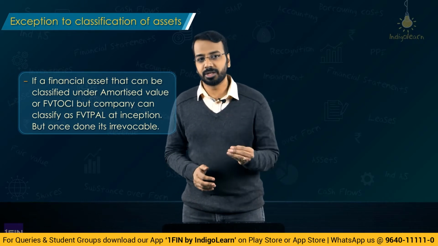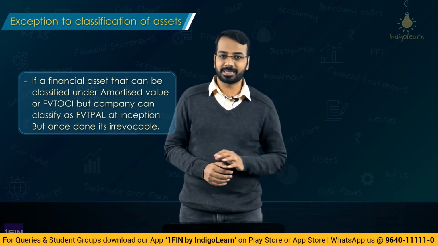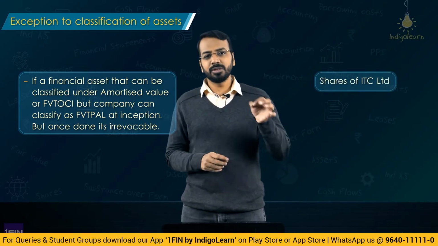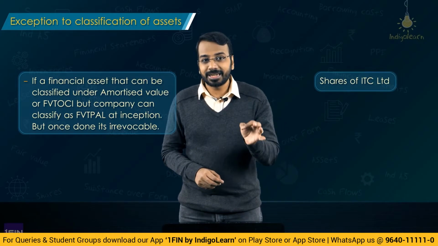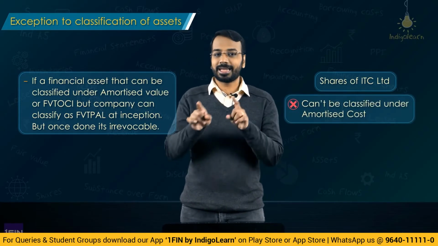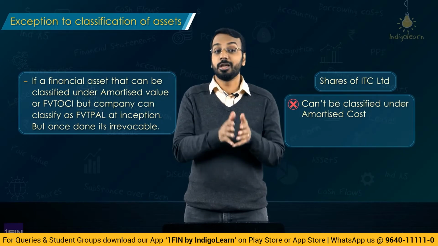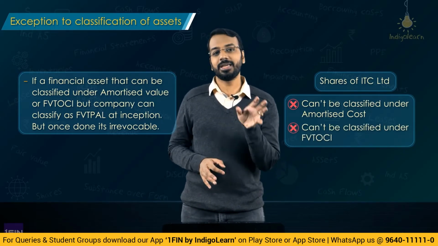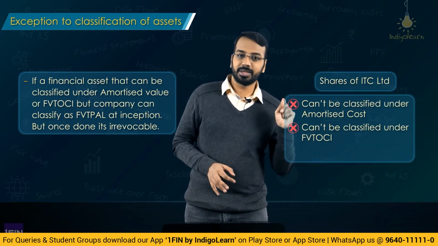The second exception is with respect to equity instruments. Now, tell me one thing, how will you measure equity instruments which are financial asset? Say, I have invested in shares of one company. How will I measure those shares? Under which category will I classify that? Can I classify it as amortized cost? No. Can I classify it as fair value through OCI? No, because there is no contractual cash flow involved. So, only category left is fair value through P&L.